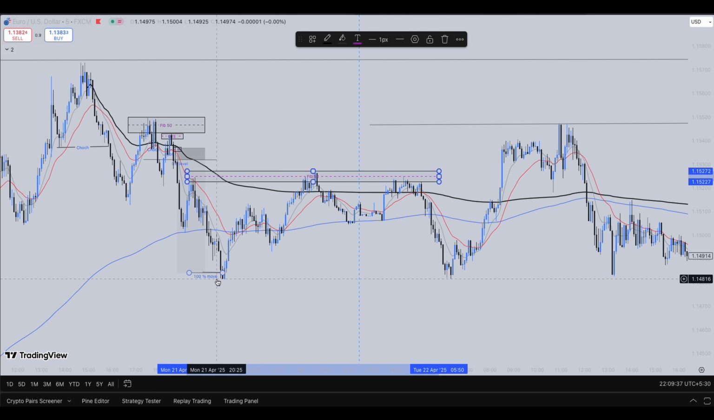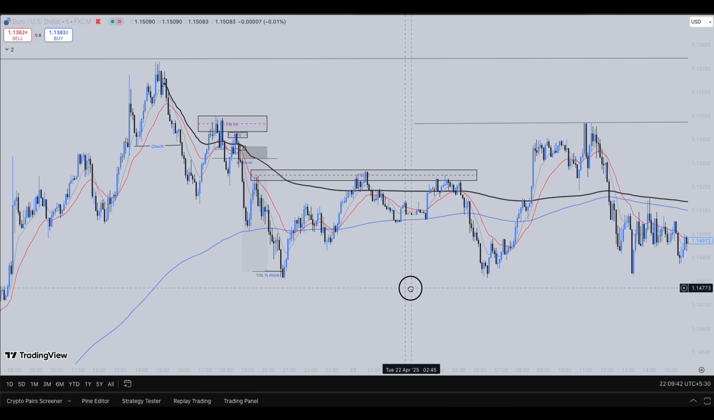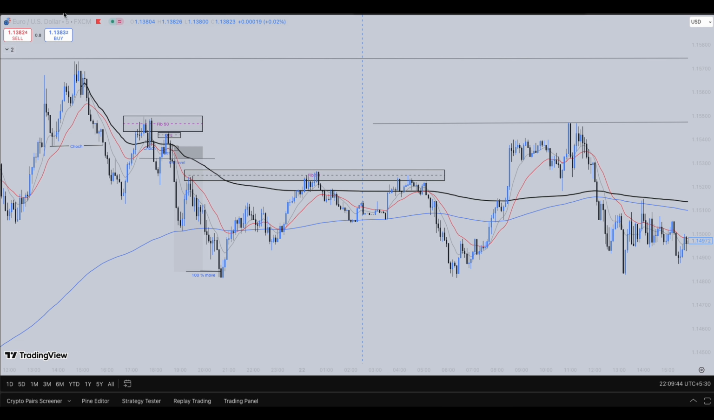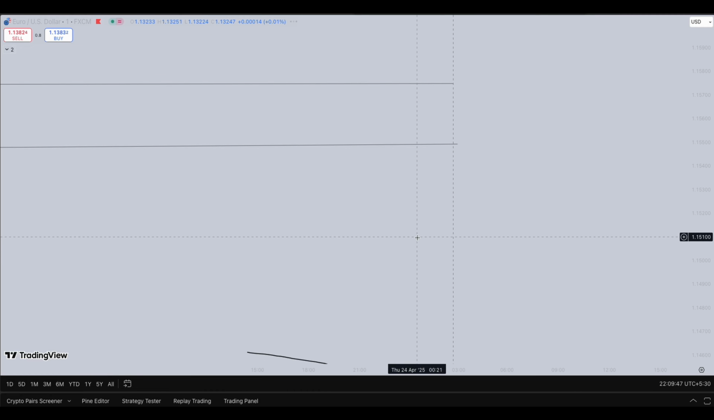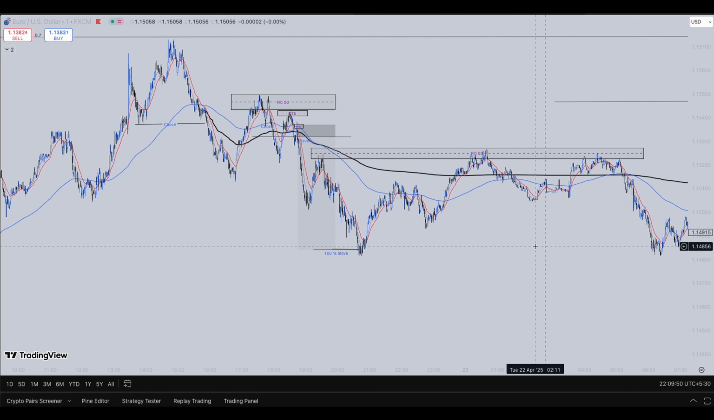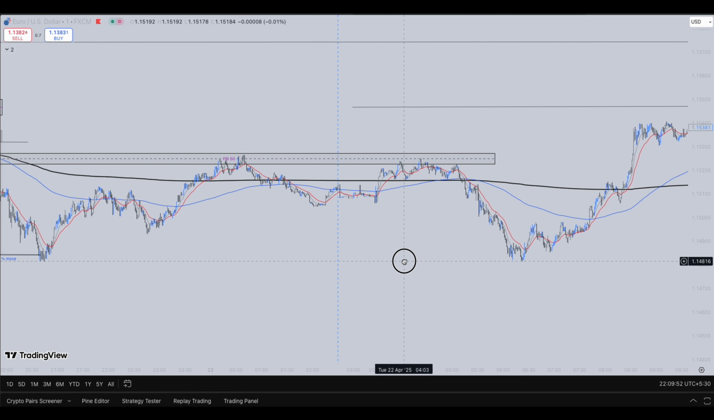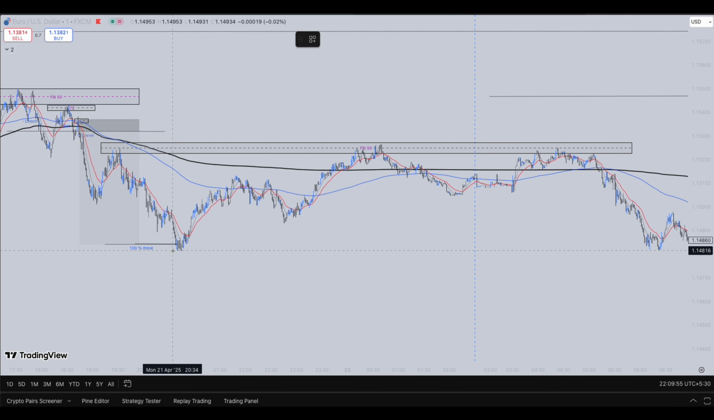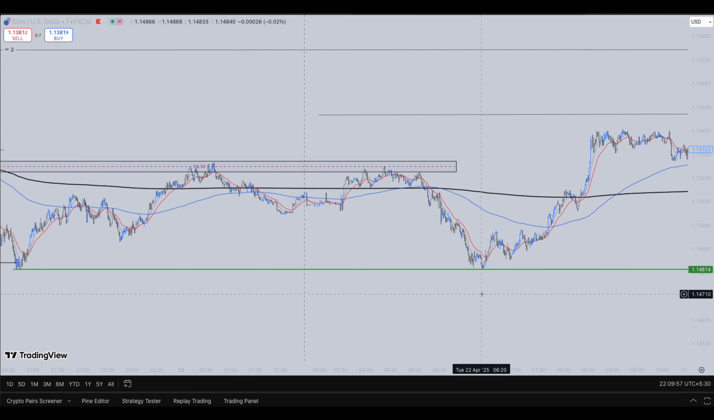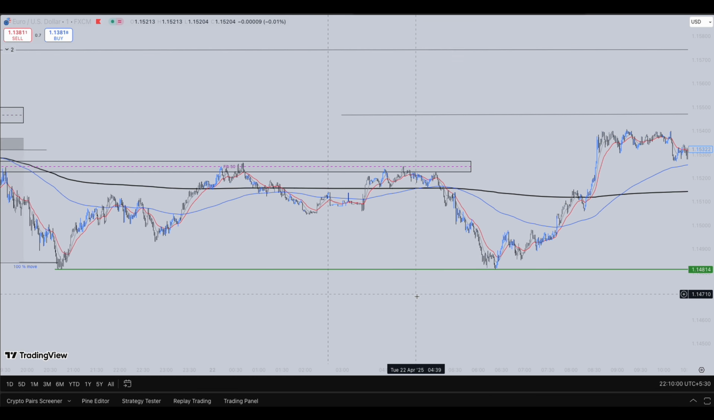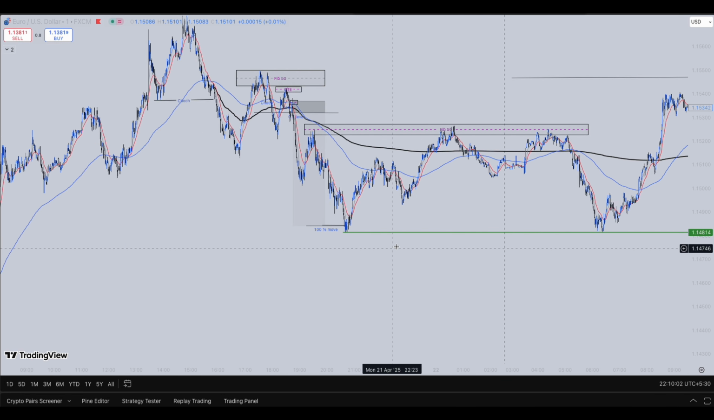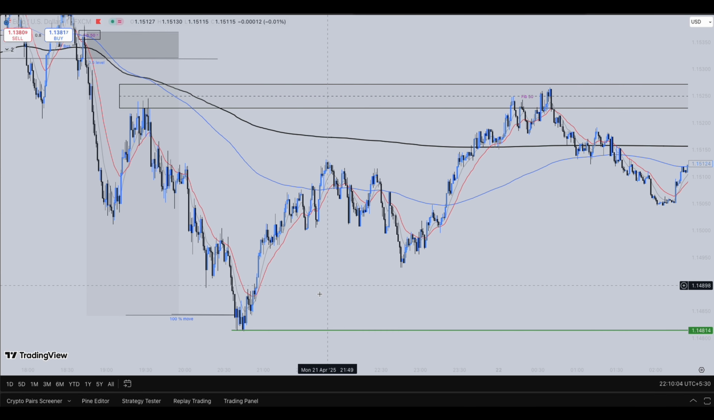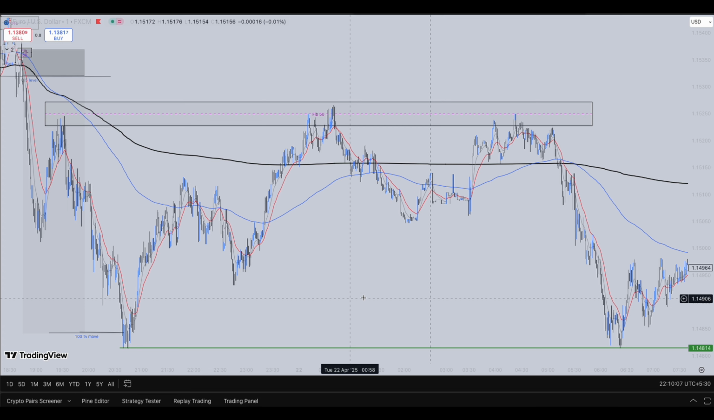But here the market failed to make a lower low, guys. You can see, instead, the market took support from these levels over here and continued further bullish. So let's look into a lower time frame analysis and see how you could have taken the trade over here. If you try to plot this swing low, you can see the market came exactly to this swing low, where the market failed to make a lower low.